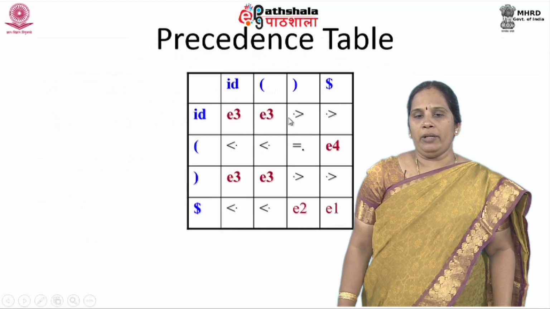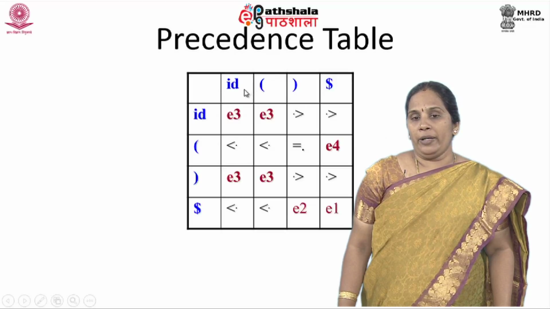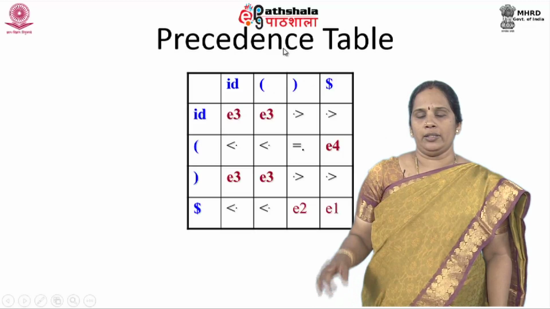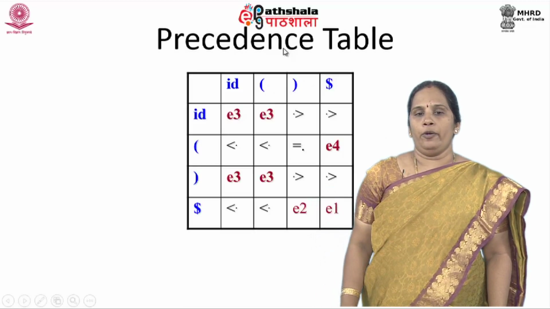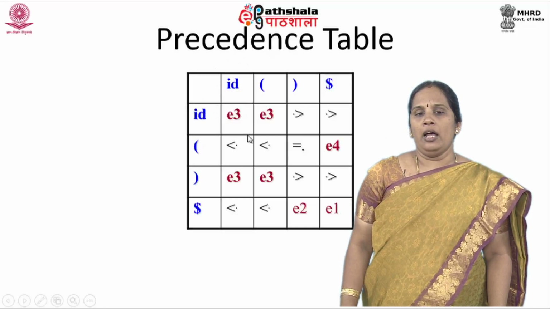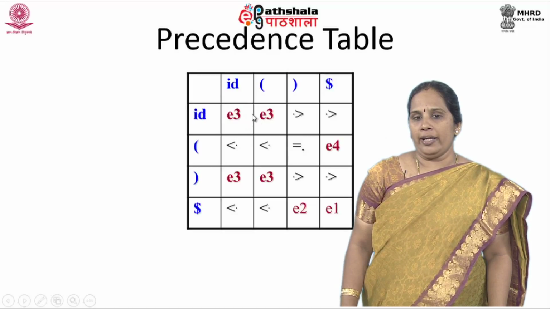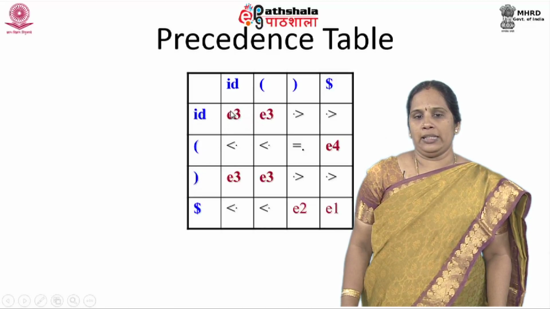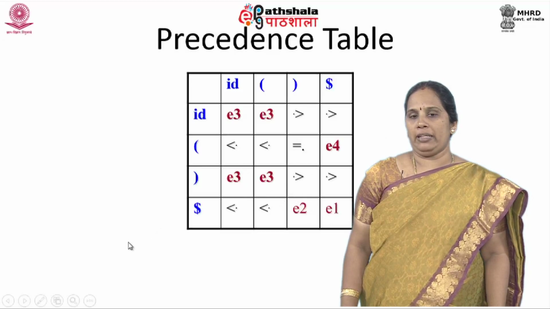Now, these are empty entries. Consider a grammar having operator ID, open parenthesis and close parenthesis, that is, E produces open parenthesis E close parenthesis and E produces ID. For ID and ID, we already know there is no relationship existing. I am calling that error routine 3. Similarly for ID and open parenthesis, and close parenthesis and ID. E3, this is E1, and the last two are E2 and E4 respectively.